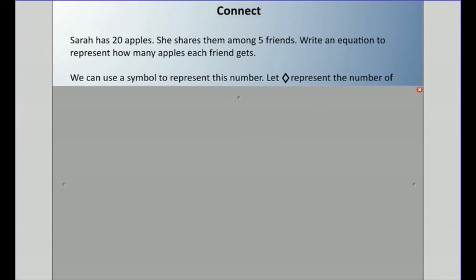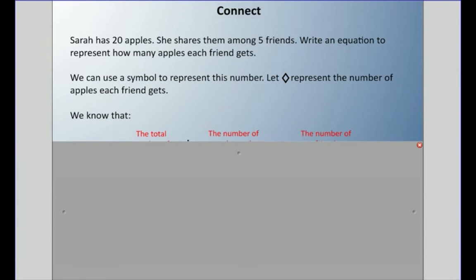So we can use a symbol again, and this time let's say a diamond shape to represent the number of apples each friend gets. Remember, we don't know that answer. We're trying to find out what each friend is going to get. So we know that the total number of apples divided by the number of apples each friend gets is going to equal the number of friends.